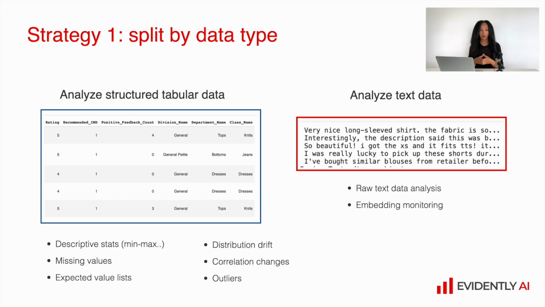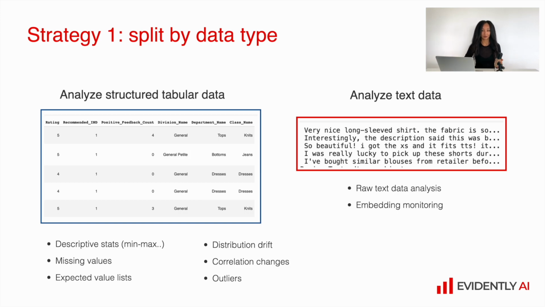Let's dive in. So the first strategy is very straightforward. Imagine you have a multimodal dataset where you have some structured data and, for example, text. In this case, you can basically split this dataset into two and independently build your monitoring for structured data, like some descriptive statistics, maybe share of missing values, distribution drift, correlation changes, etc. And just add to the same monitoring dashboard some panels which you build on top of your text data. For example, raw text data analysis, embedding monitoring, etc. So you'll have the unified dashboard, but the panels you include in those dashboards will be built on top of different parts of your dataset.